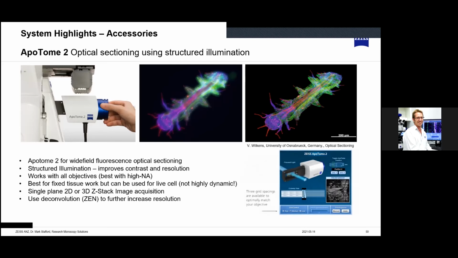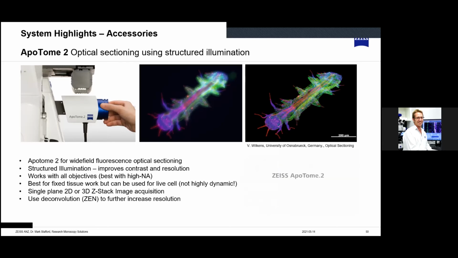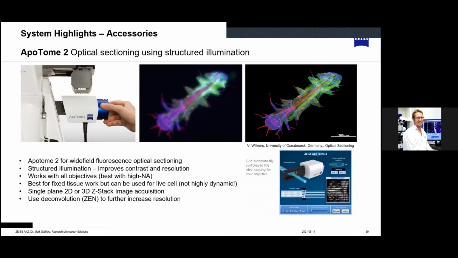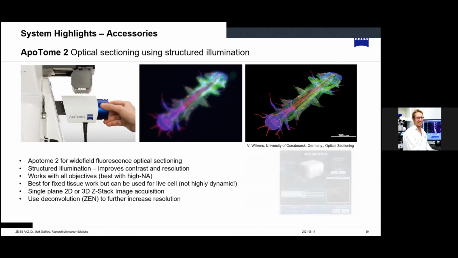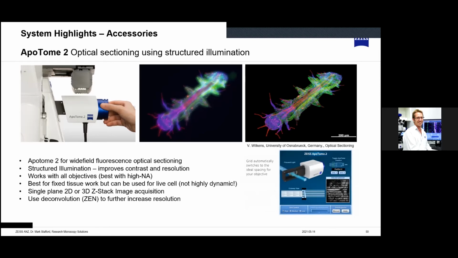I would recommend it only really for fixed tissue work. You can use it for live cell, but live cells that are not highly dynamic and moving around, because it's a bit slower on the acquisition side. You can take 2D and 3D stacks with the Apotome to generate an optical section. It gives you kind of like a confocal-like type of image. And you can use deconvolution within Zen to increase the resolution further if you wish.